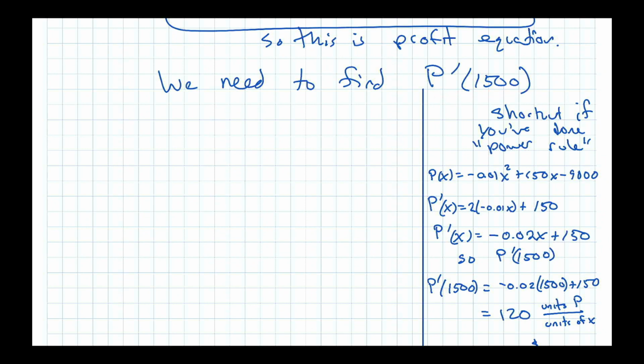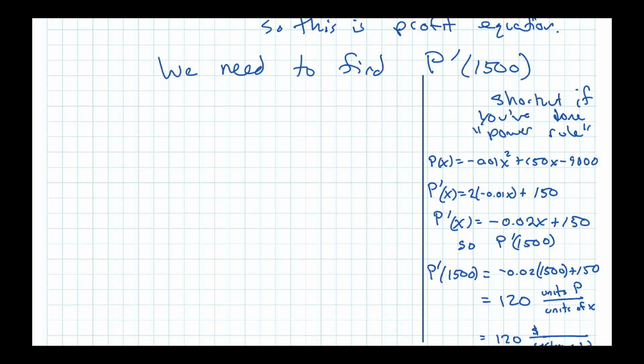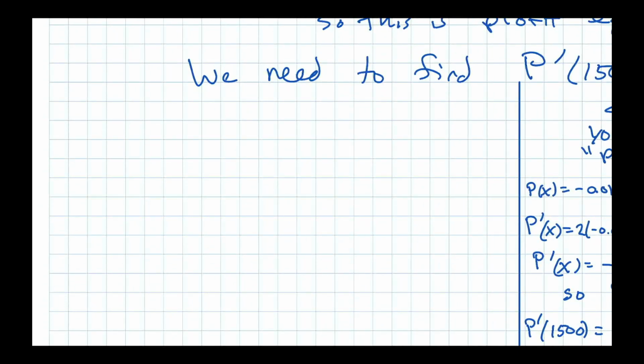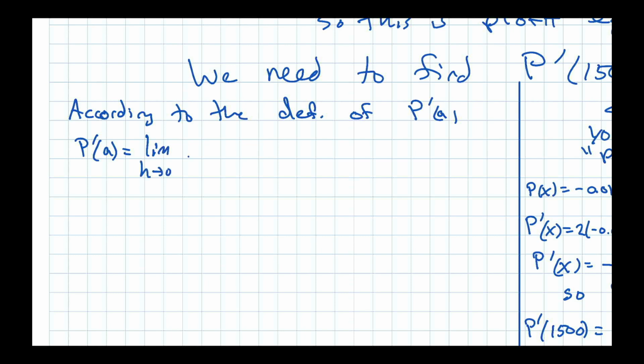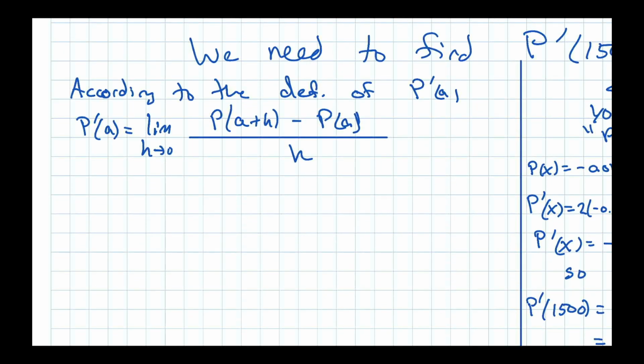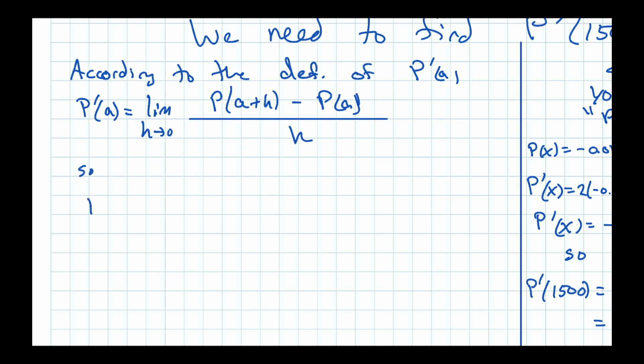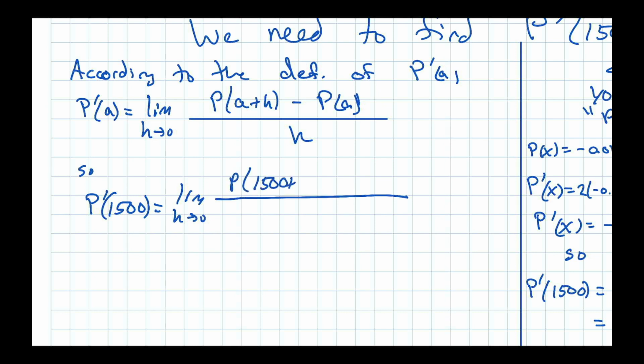So let's actually go over how you're going to find this derivative if you don't know that power rule. If you don't know the power rule, then we use the definition of the derivative. P prime of a is the limit as h goes to zero of p of a plus h minus p of a over h. That's just the generic formula for the derivative. So for us, we're doing this at 1500. So p prime of 1500 is the limit as h goes to zero of p of 1500 plus h minus p of 1500 over h.